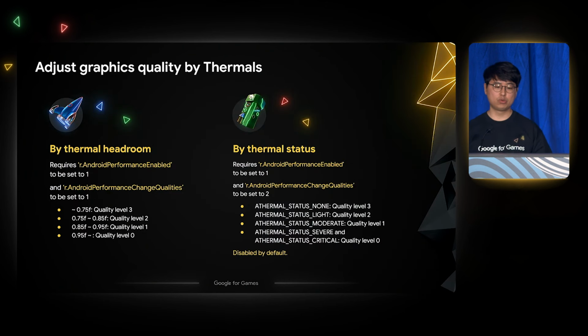The plugin offers 2 ways to change graphic quality dynamically. The primary method uses the thermal headroom, while the secondary method utilizes the thermal state. It is disabled by default. Thermal headroom provides a floating point value, allowing more precise adjustment compared to the thermal state. Enable Android performance in the Unreal configuration. You can change it at runtime. If you want to use the thermal state, you can set it to 2 in the Android performance settings.